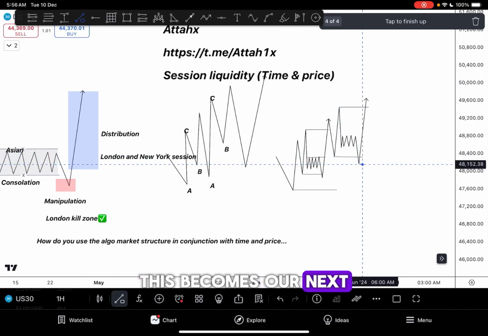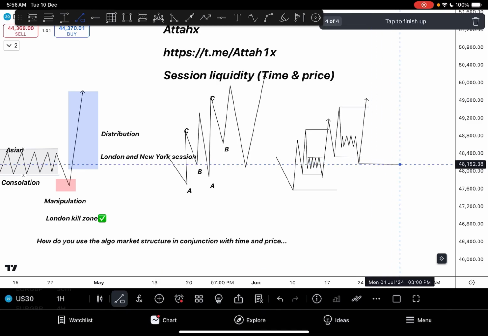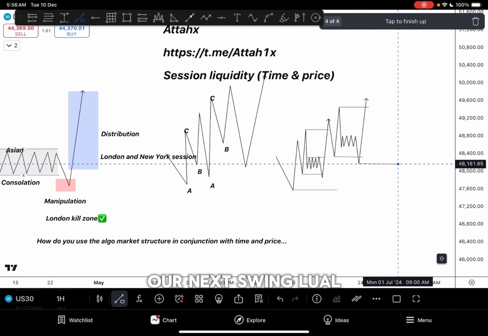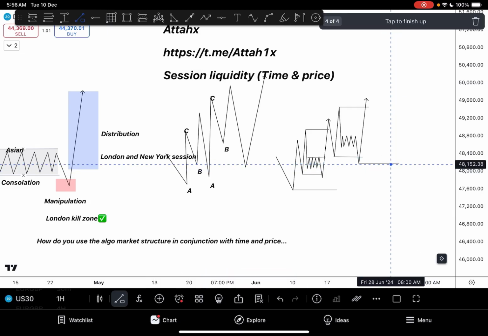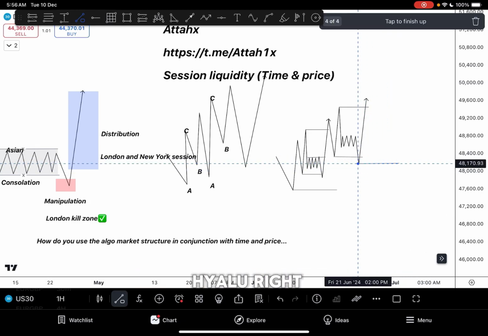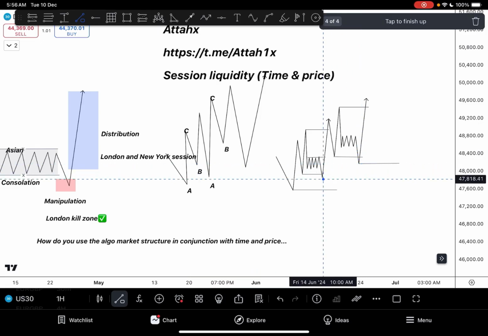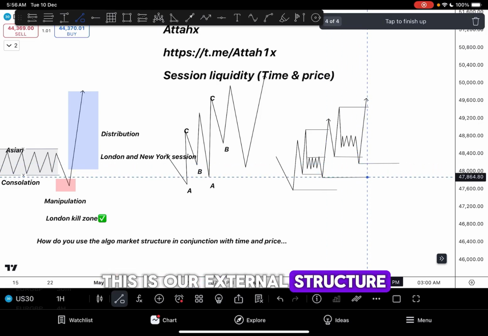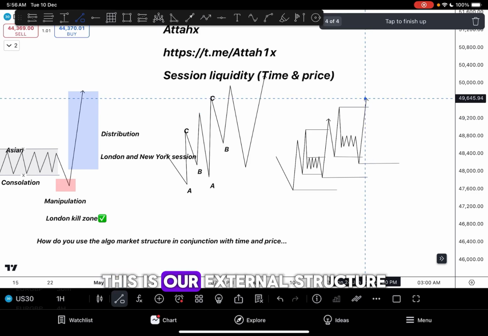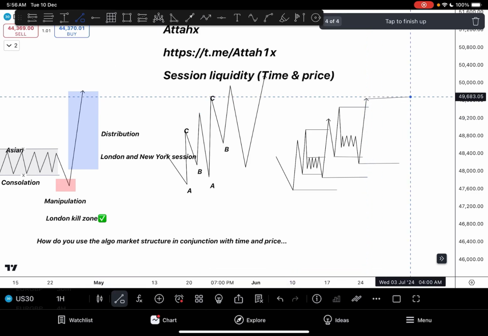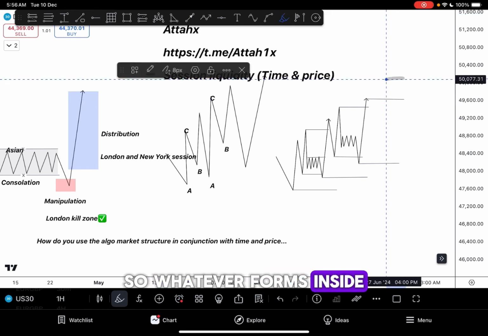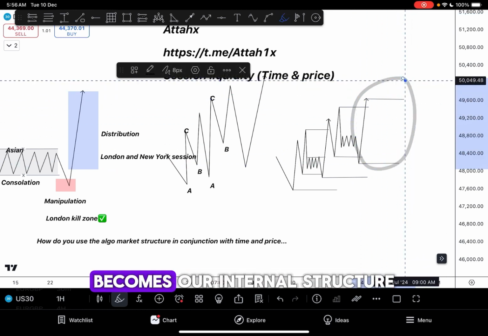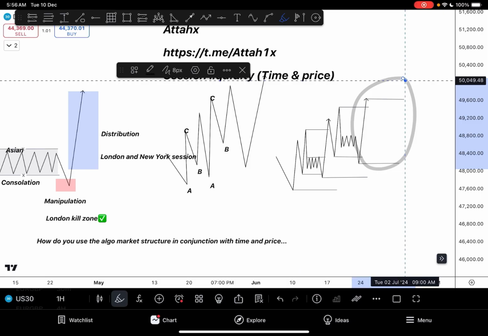This becomes our next external structure. Our next swing higher low, right? This is our external structure, right? So whatever forms inside this external structure becomes our internal structure.